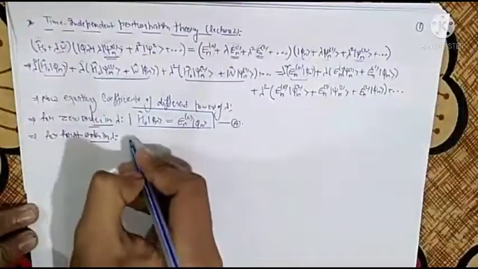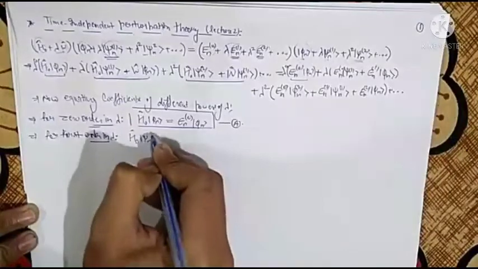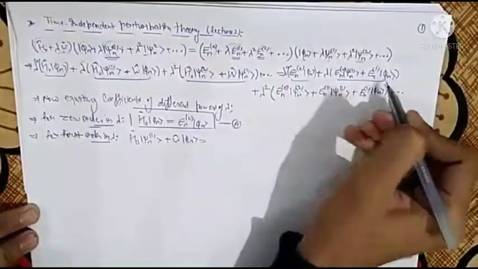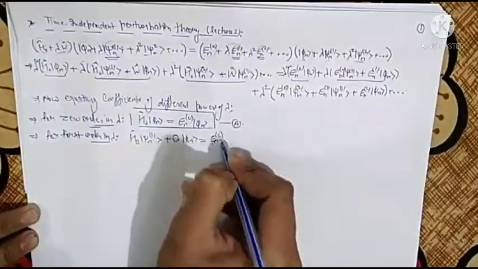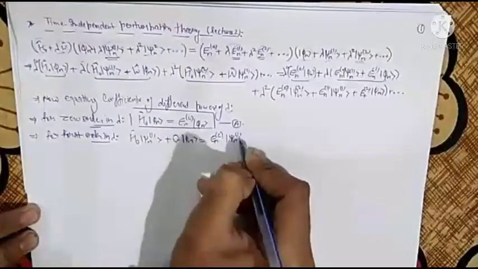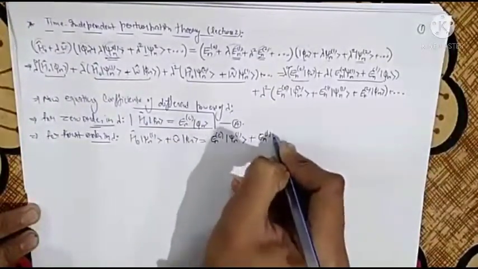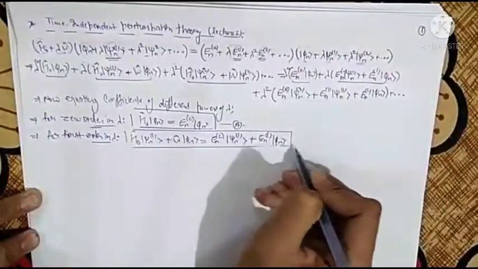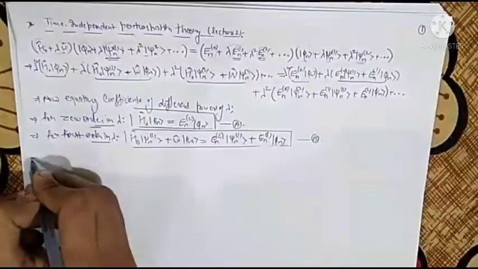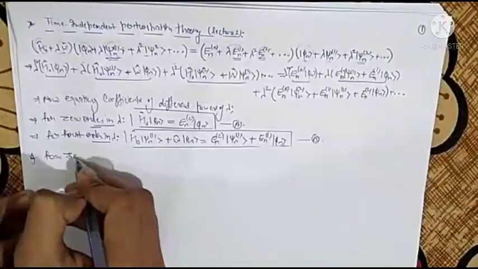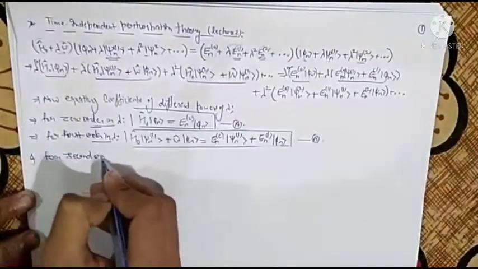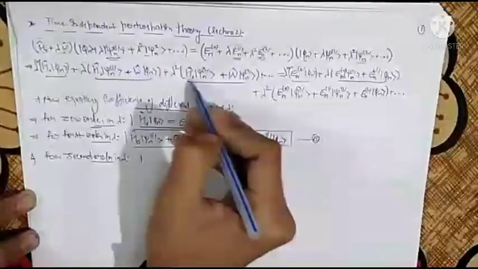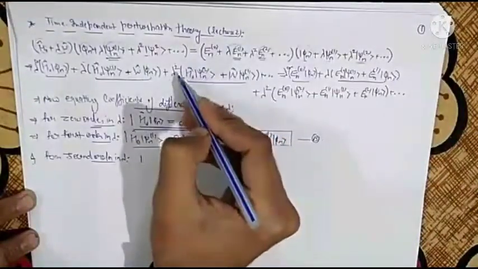So this is the coefficient of lambda on the left hand side, right? And on the right hand side, this is the coefficient. So it is E n naught into psi n1 plus E n1 into phi n. This is the second most important equation in this derivation. And third, for second order in lambda, you just have to equate the coefficient of lambda power 2.